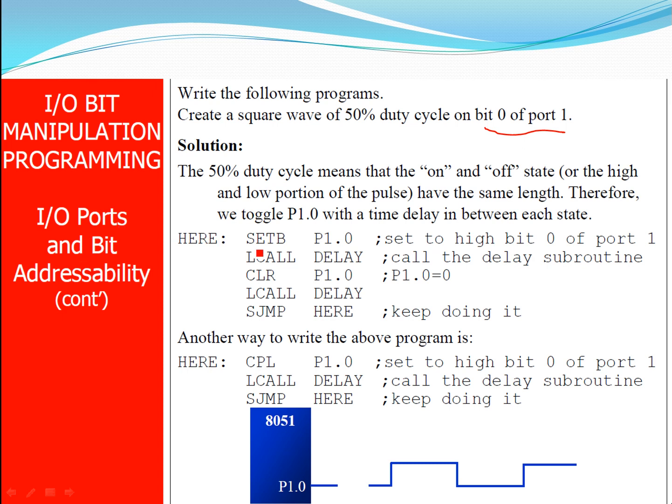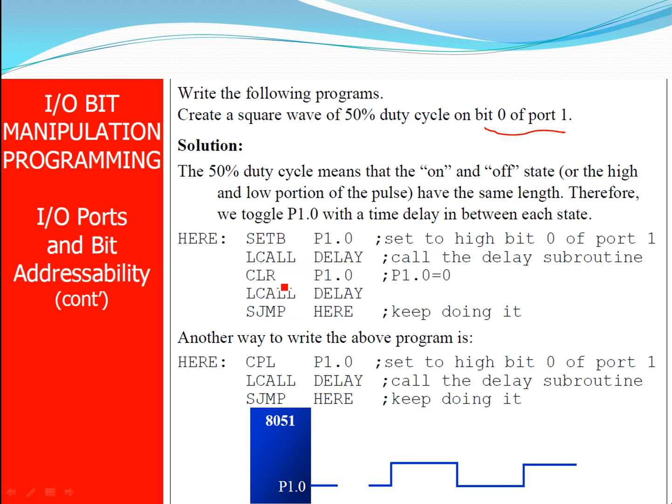So let's discuss this program. The first instruction is SETB P1.0, set to high bit 0 of port 1. That means it now makes P1.0 high, and then LCALL delay, call the subroutine. Here the delay subroutine is not written.